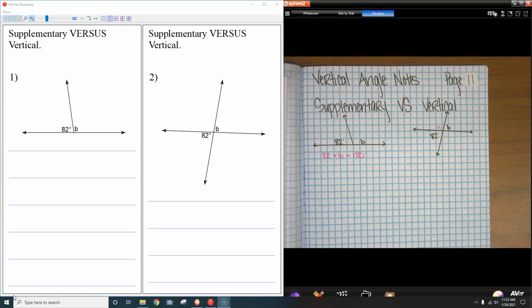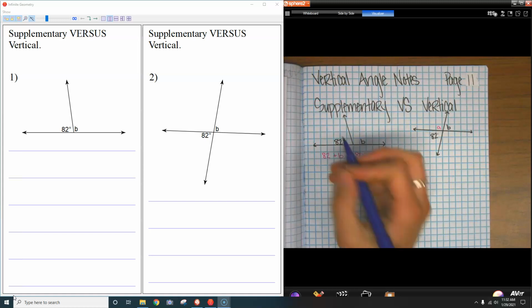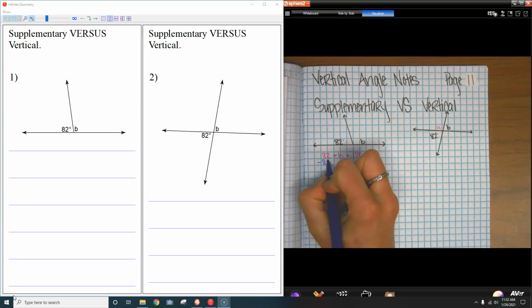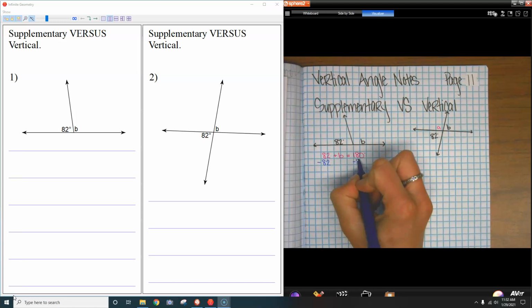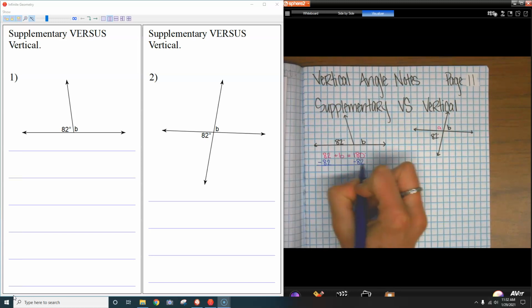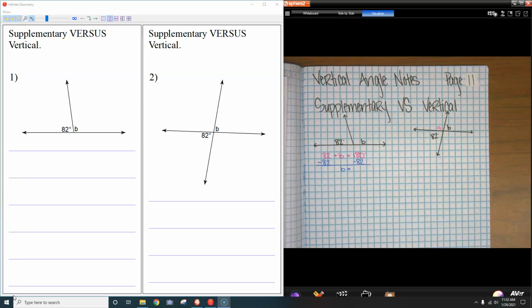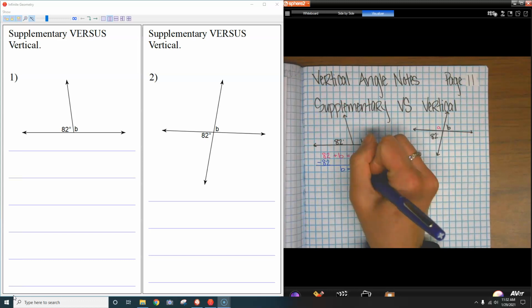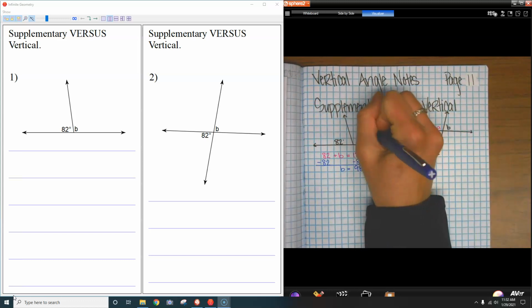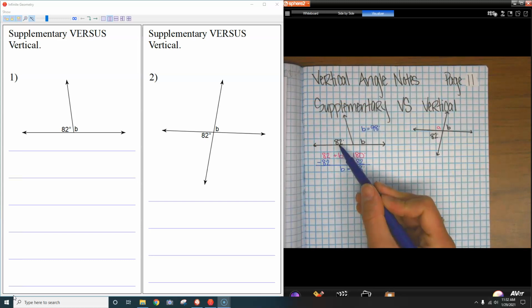We would solve for the angle B by subtracting 82 on both sides. So B equals 180 minus 82. So I know that's 100 and 2 more, which is 98 degrees. So B would equal 98 degrees, because if I add 98 and 82, it makes 180 degrees.